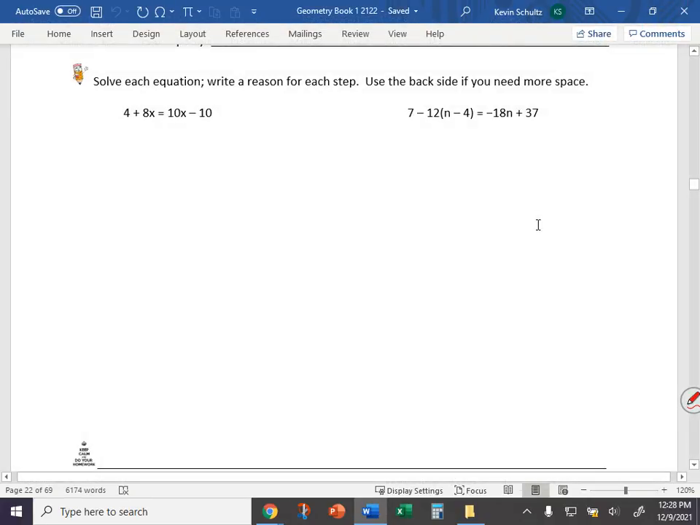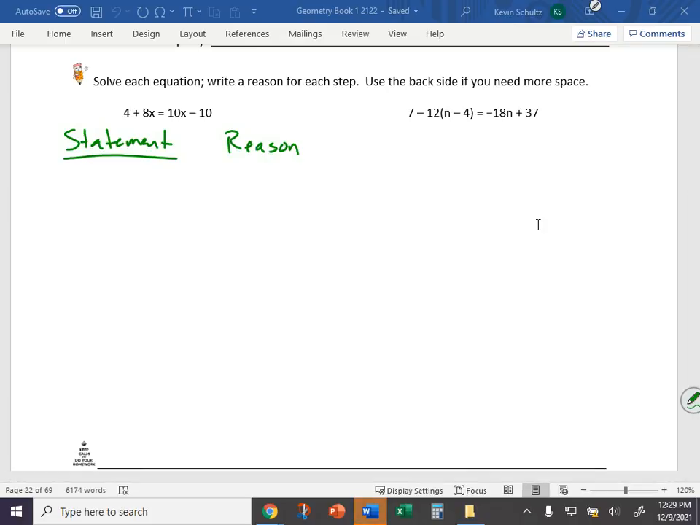Okay. So you can notice how much space I left you to work here. That's not by accident. Proofs are kind of a lengthy thing. But I'm asking you to solve the equation 4 plus 8x equals 10x minus 10. How are you going to start this? You're going to write the statement. These are your headings. Statements and reason. Your first statement should be what you know.